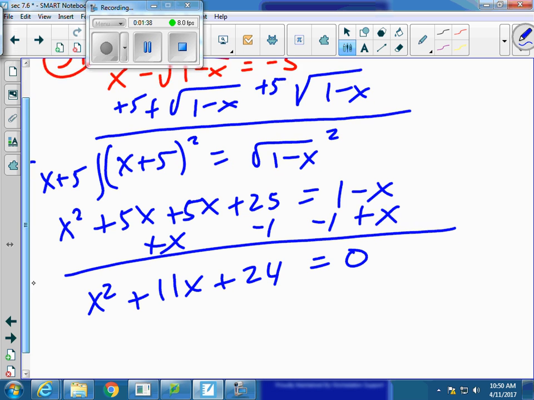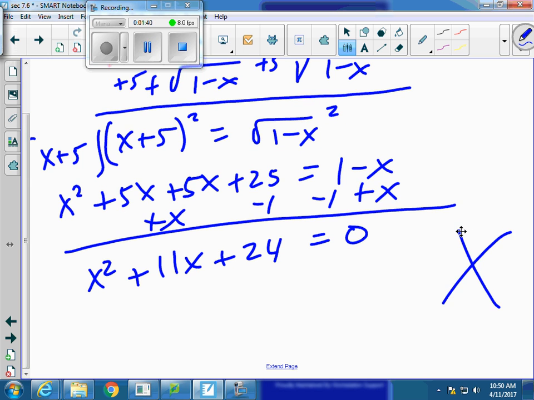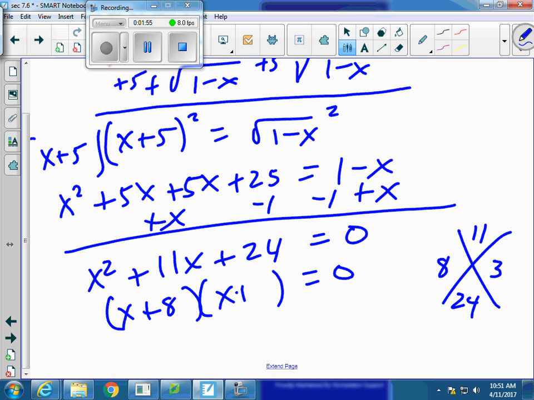So I am looking for factors of 24 that add up to 11. So I'm going to call that 8 and 3. Because there's nothing in front of the x squared, we can go straight to parentheses. And I have x plus 8, x plus 3. If these are equal to 0, then my solutions are negative 8 and negative 3.